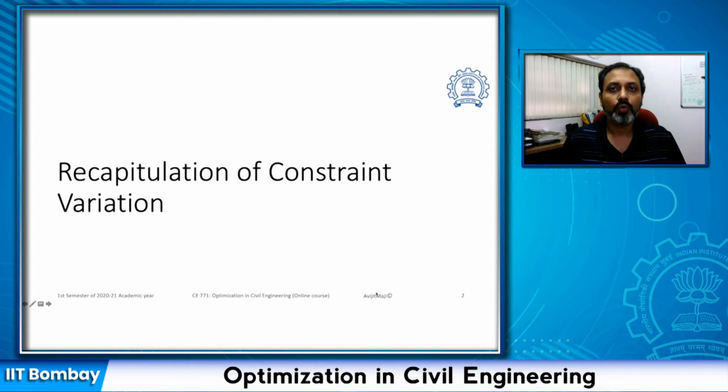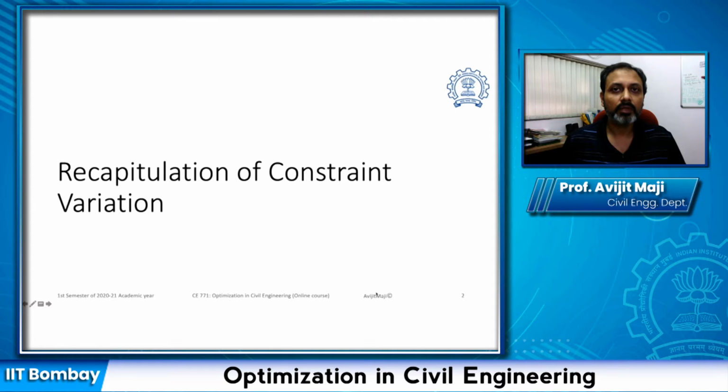Hello everyone, welcome back to Optimization in Civil Engineering. In the last few lectures, we discussed the multivariable optimization problem and the solution process. Particularly when discussing the multivariable optimization problem with equality constraints, we discussed two different methods of solving. One is the direct substitution method and the second was the constraint variation method.